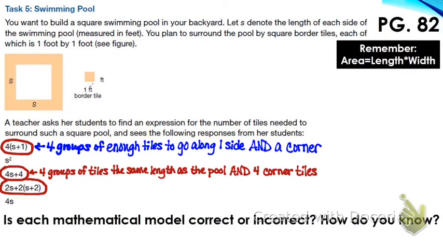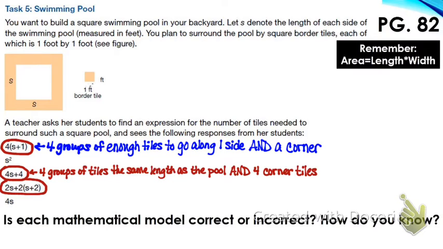If I do S times S, I'm finding the area of the pool itself. So that would tell me enough tiles if I wanted to tile the bottom of the pool, but not enough to go around the outside of the pool. If you use a test value, you can see that a little bit more accurately. Edgar, did you use a test value? What value did you use?